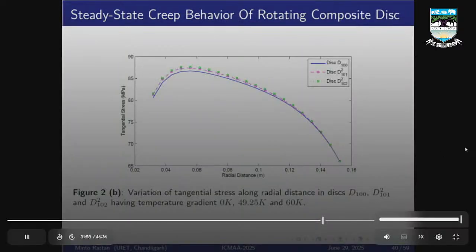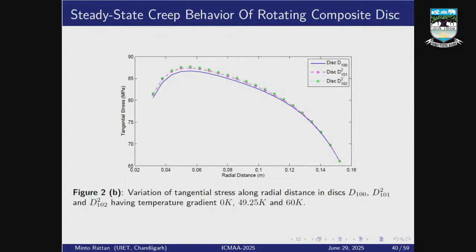Further, the effect of different temperature profile on tangential stresses as shown in the given figure 2b is very small. The graph shows that the tangential stresses increase from inner radius, attain maximum values and then decrease as one approaches outer radius. The tangential stress is lowest for disk D100 with uniform profile and highest for disk 102 with non-uniform profile as compared to other disks.